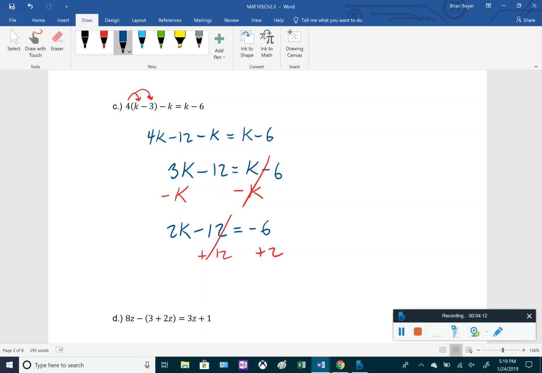So we get 2k, I'm going to move up here a little bit. We get 2k equals, oops, I wrote 2 down here. 2k equals negative 6 plus 12, which is 6. Lastly, divide both sides by 2. We get k equals 3. So if we plugged in 3 here, we would also get, we know that we got the right answer.